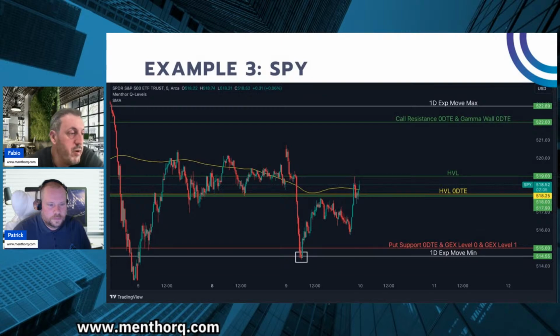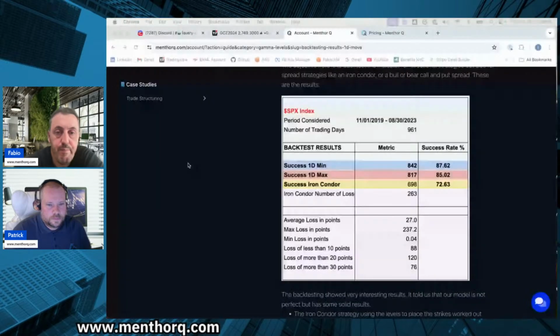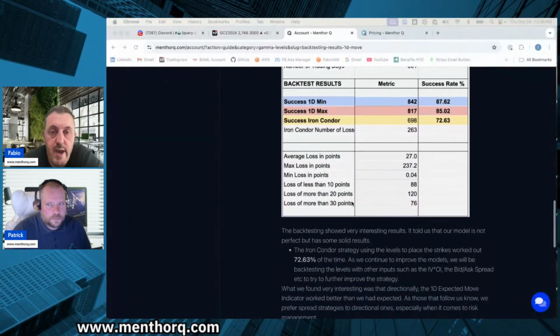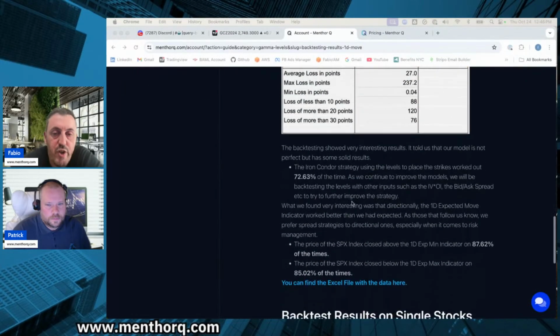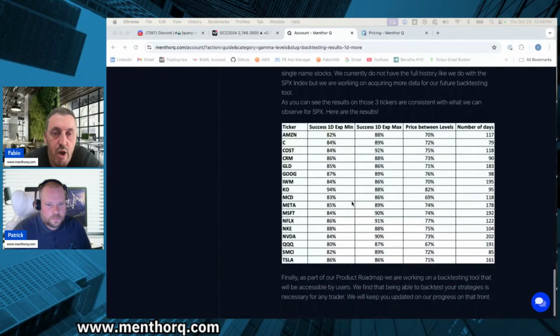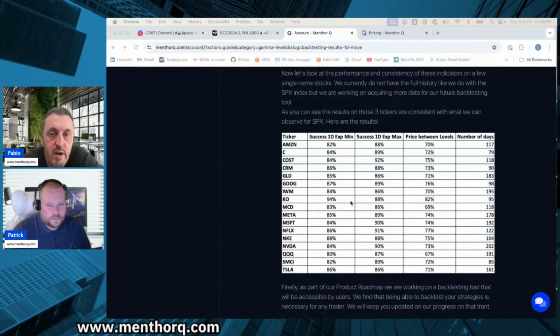All right, so if we go back to our backtesting, here again, this is on SPX. We also did it on single stocks. So if you keep scrolling down right here, we have the biggest stocks. We have on QQQ, Nvidia, Netflix, Meta, Tesla. You see that the results are very in line with what we saw.